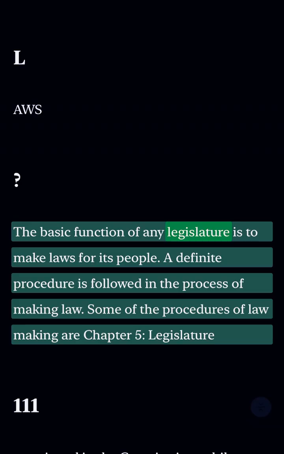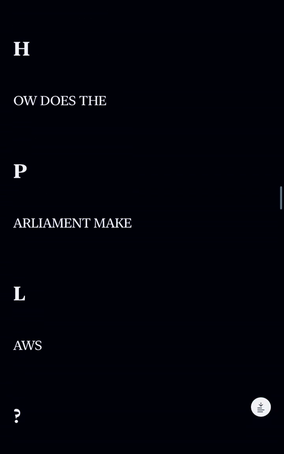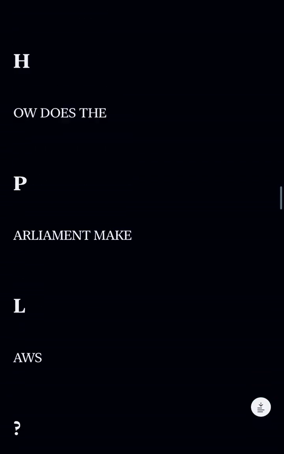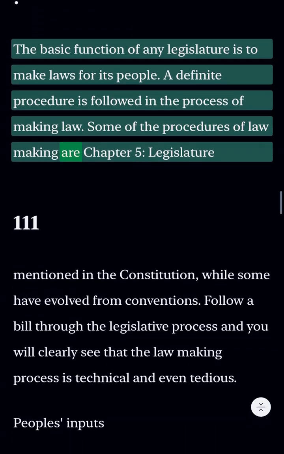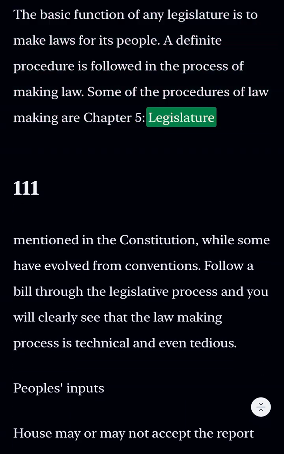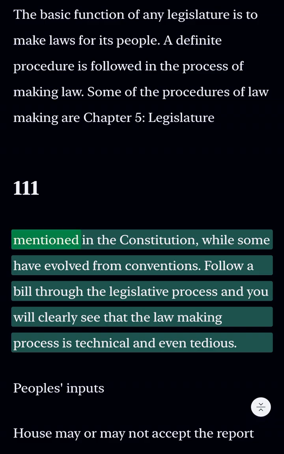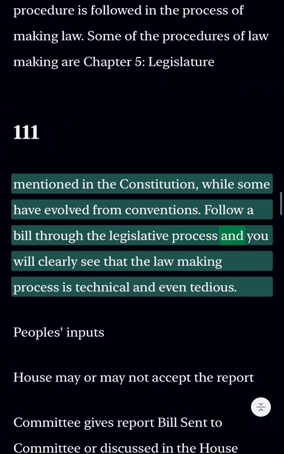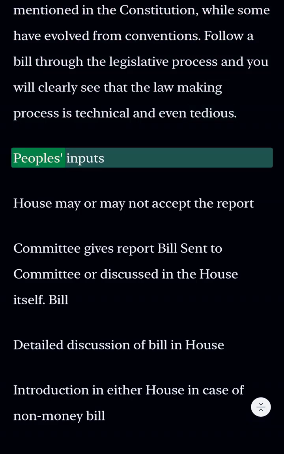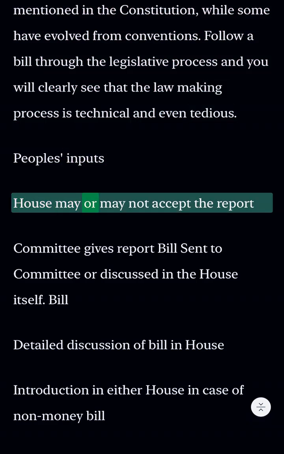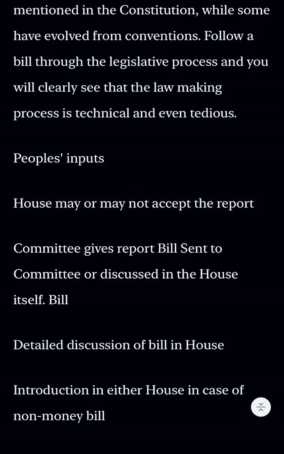The basic function of any legislature is to make laws for its people. A definite procedure is followed in the process of making law. Some of the procedures of lawmaking are mentioned in the Constitution, while some have evolved from conventions. Follow a bill through the legislative process, and you will clearly see that the lawmaking process is technical and even tedious.